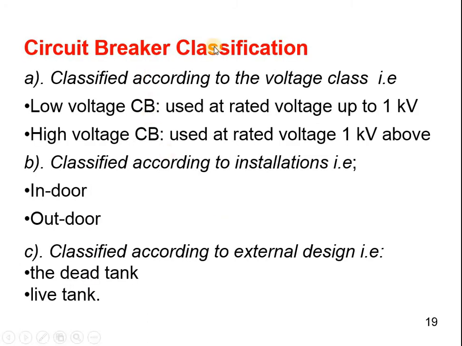Circuit breaker classification depends on the voltage range: low voltage circuit breaker and high voltage circuit breaker. Low voltage means less than 1 kilovolt. A high voltage circuit breaker is one where we are using a rated voltage above 1 kilovolt.